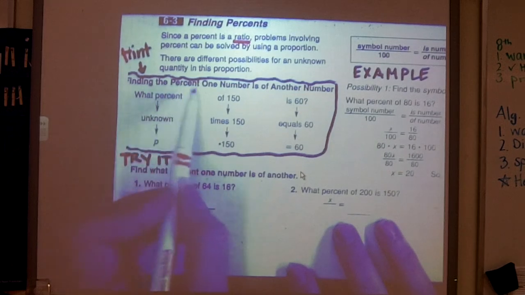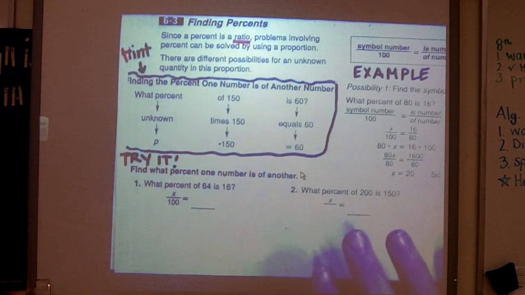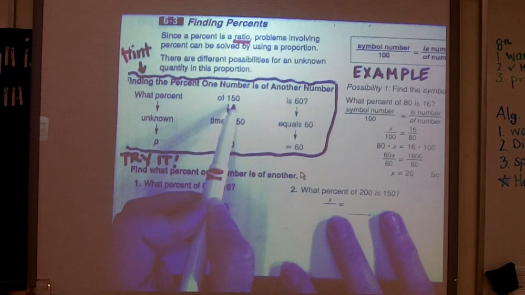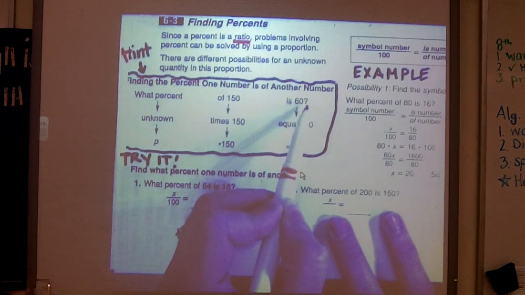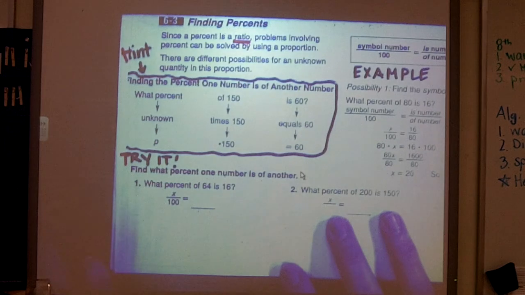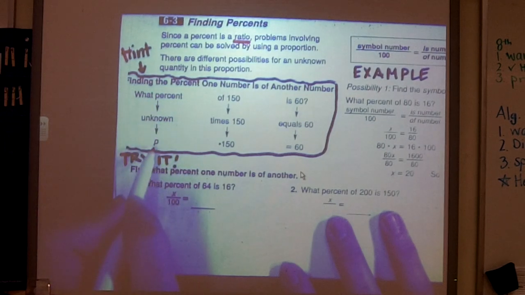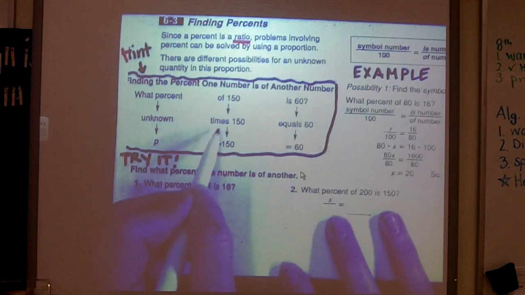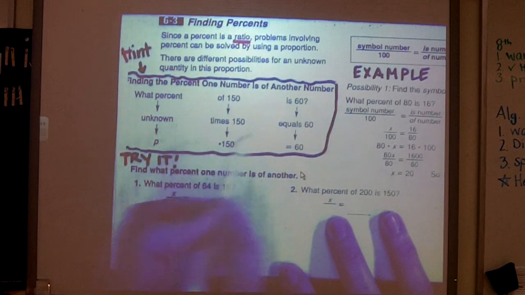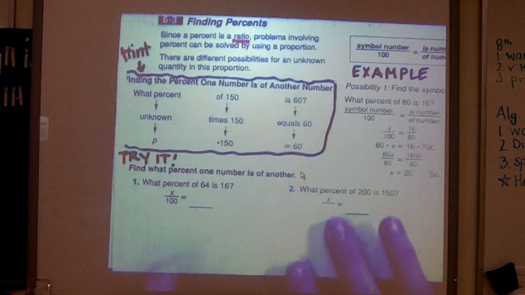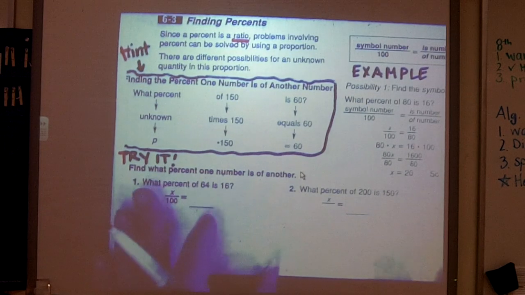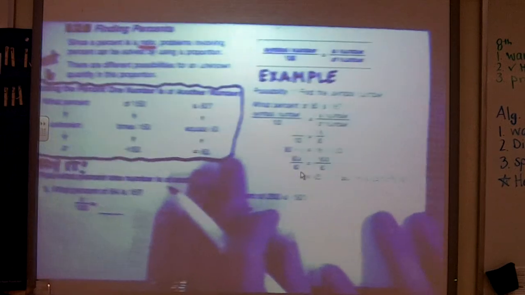So to find the percent one number is of another number, you'll have questions like, what percent of 150 is 60? So to solve that, we know that the percent is the unknown, and of means to multiply, so we're going to times by 150, and that equals 60. That, I hope, will help you try and figure out how you could solve it. We also can use our proportions.